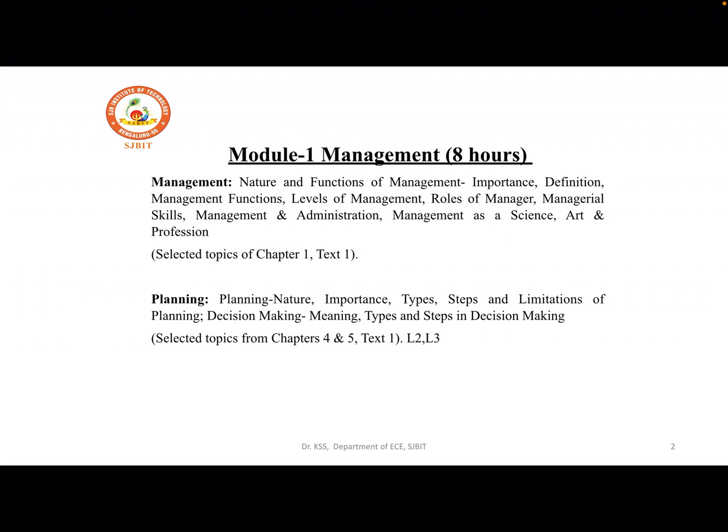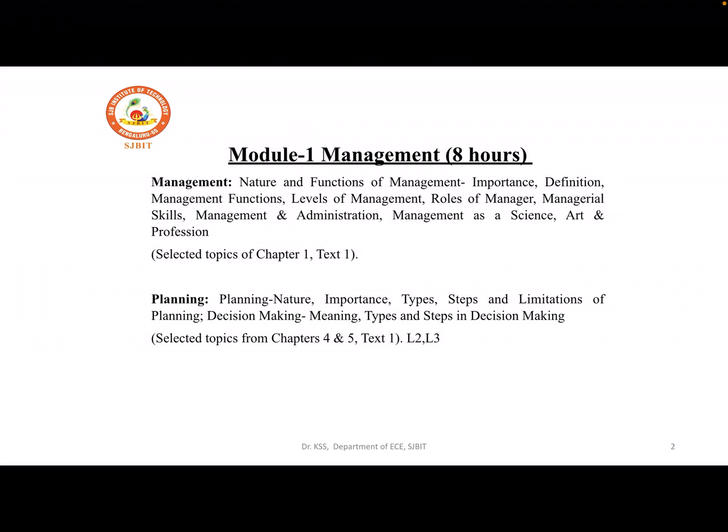What are the functions of management? Importance of management, definition of management. There is no particular definition for management. There are a lot of definitions given by a lot of different personalities. Management functions, levels of management, roles of a manager, managerial skills, management and administration, management as a science, art, or a profession. We may consider management as a science, or as an art, or as a profession.